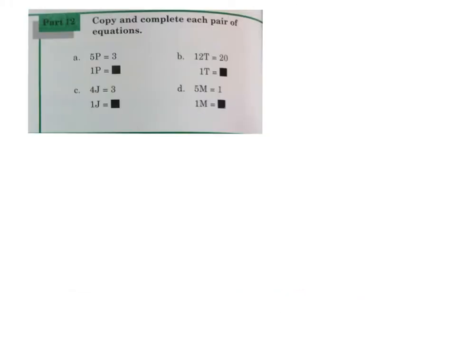Okay, so for part 12, we have to take the first equation and use it to figure out the second equation. So the first equation, they tell us that 5p is equal to 3, and I need to figure out what 1p equals, right? I have 5 times p is equal to 3, but I want to know what 1p is.